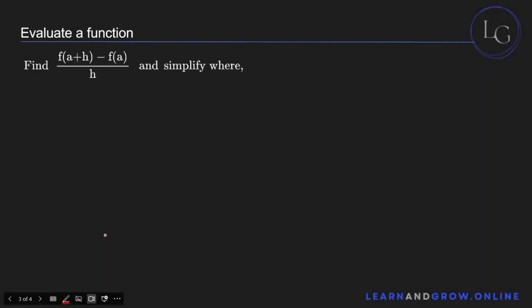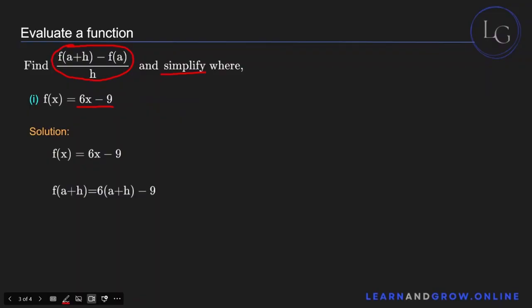Now let's evaluate a function. We have to find this entire expression and simplify it at the end. So f of x is equal to 6x minus 9. Once we have f of x, we now have to find f of a plus h.